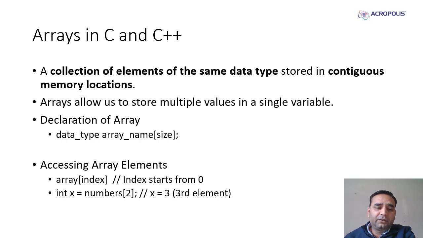Declaration of an array. We have to define the data type of the array, then the array name and the size. For accessing the array, we can use index numbers that always start from 0 to access any element of the array.